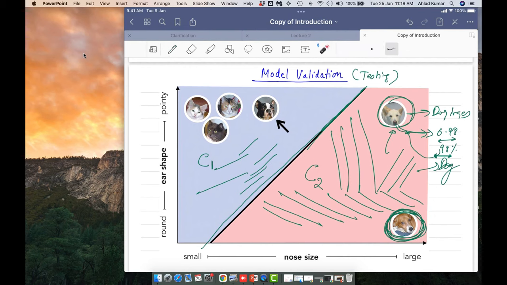Now here you can see we have cat images also, and once you put these testing cat images, you will find that they are all residing here. So the important point that comes is why this dog image is here. This is the culprit actually. Can anyone tell me why this dog image is appearing here? Why is it not here?